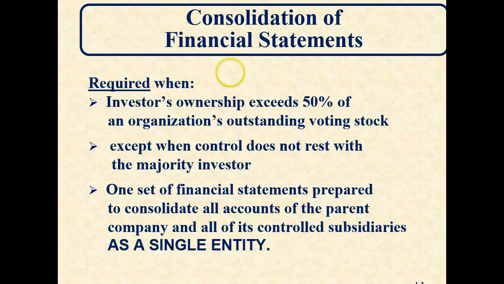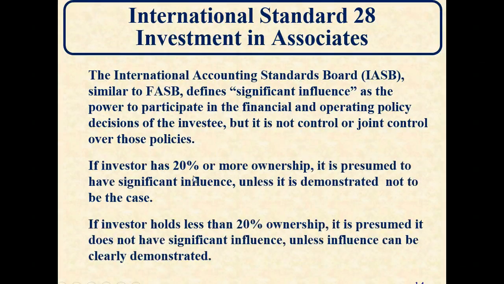Now, it's required when, okay, what it's trying to say here is, required when investor ownership exceeds 50% of an organization's outstanding stock, except when control does not rest with the majority investor. So even though they might have 50% of the stock, if they don't have any control, then it really doesn't matter. Okay. And basically, we're going to take their various financial statements, bring them together, and treat it as one financial statement, as a single entity. So that's what we're going to talk about.